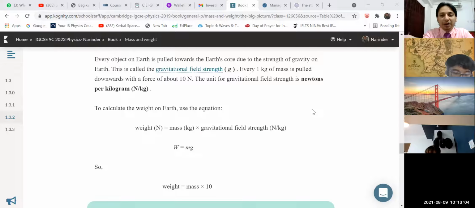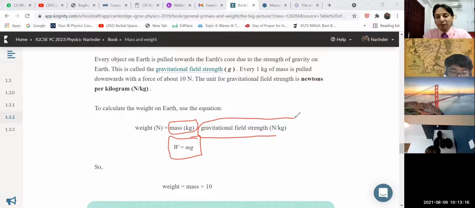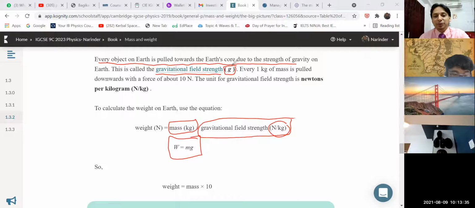Weight is given by this very famous equation, which is mass multiplied by gravitational field strength, whose unit is Newton per kilogram. And what is this? You can read here. Every object on the earth is pulled towards the earth's core due to the strength of gravity. This is called the gravitational field strength, which is represented by the letter small g. Every matter, every material, every object is pulled towards the earth.